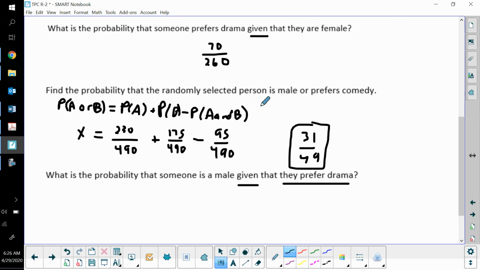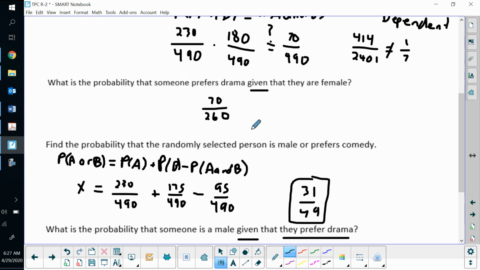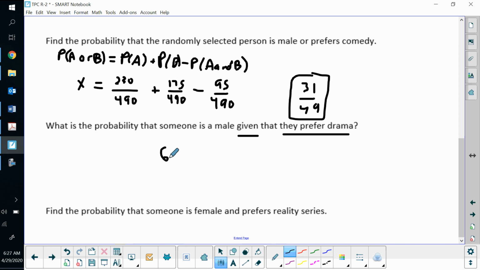So focusing only on that column, we're looking for the probability they're male. So only from this column, probability of being male would be 65 over 135. And remember, probability is one of the few things where you don't have to reduce. You can just leave it in exact form, and that's fine.